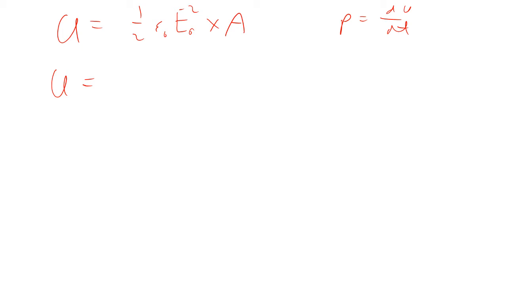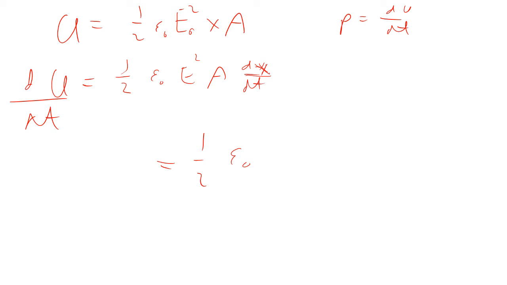So power is going to be the derivative of this. Everything here is constant except x, so it'll be A times dx/dt. What's dx/dt? It's how fast this is moving, so that's the speed of light. So this becomes epsilon naught E squared times the speed of light times A. Sorry, there's no 1/2 in there anymore. Well, that's the power.